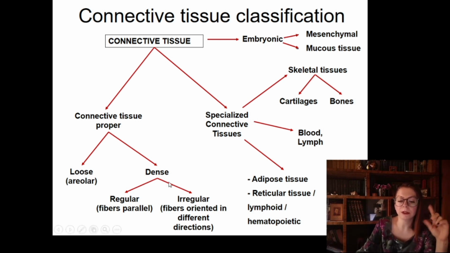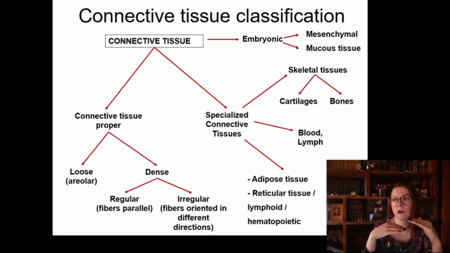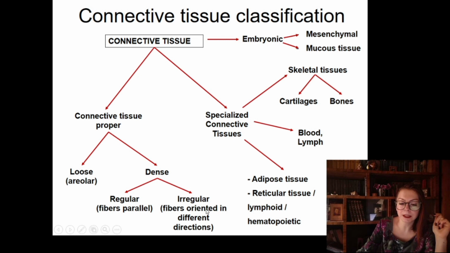While irregular dense connective tissue has collagen fibers oriented in different directions. That's why it is called irregular, because there is no uniform pattern of their organization. And the classic example is the dermis of our skin, where collagen is oriented in different directions. So this is as for the connective tissue proper.